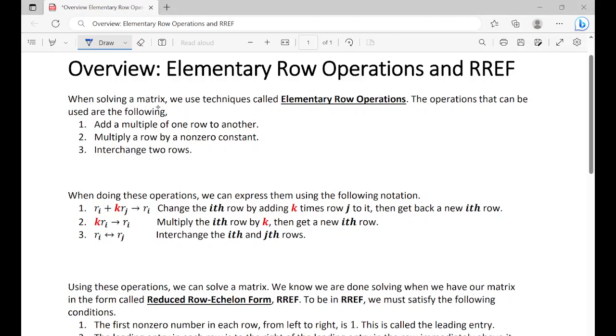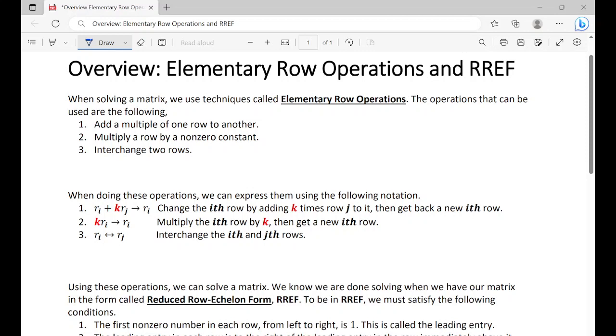When solving a matrix, we use techniques called elementary row operations. The operations that can be used are the following. We can 1. Add a multiple of one row to another to get a new row. 2. Multiply a row by a non-zero constant, thereby getting a brand new row. And 3. Interchanging two different rows.